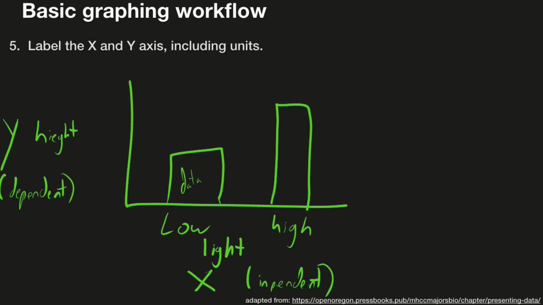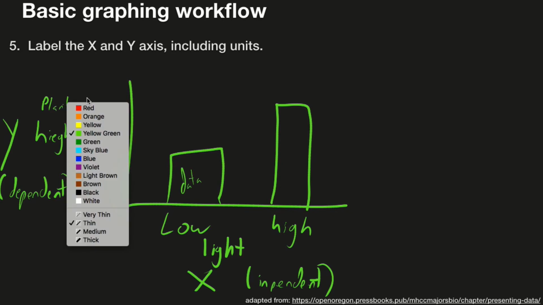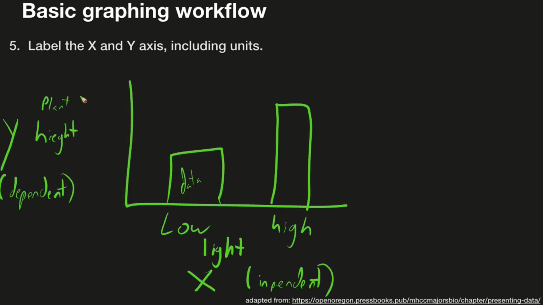Once you have your data graphed, it's really important to make sure that you've provided informative labels on your axes. So our categorical variables are pretty straightforward. We've got low light and high light, but height, we want to be a little more informative about that. Maybe it's plant height. It also needs some units.